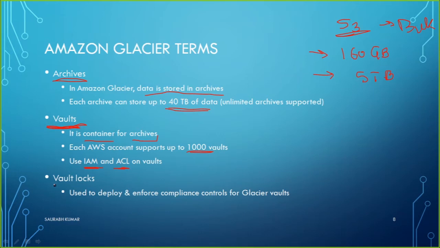Then the last term we have to know about is the vault lock. As per its name, this is the vault, and lock means securing it, putting a lock on it. Generally vault lock is used to deploy and enforce compliance controls on a Glacier vault. Like we have talked about security of the vault, if you want to implement compliance control on the Glacier vault, the term used is vault lock. So these are the three terms we have to know about when we talk about Amazon Glacier: archives, vaults, and vault lock.